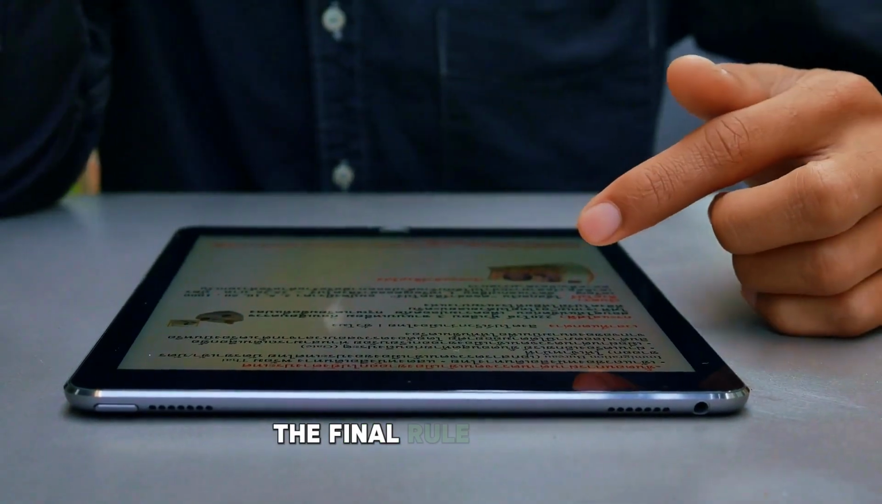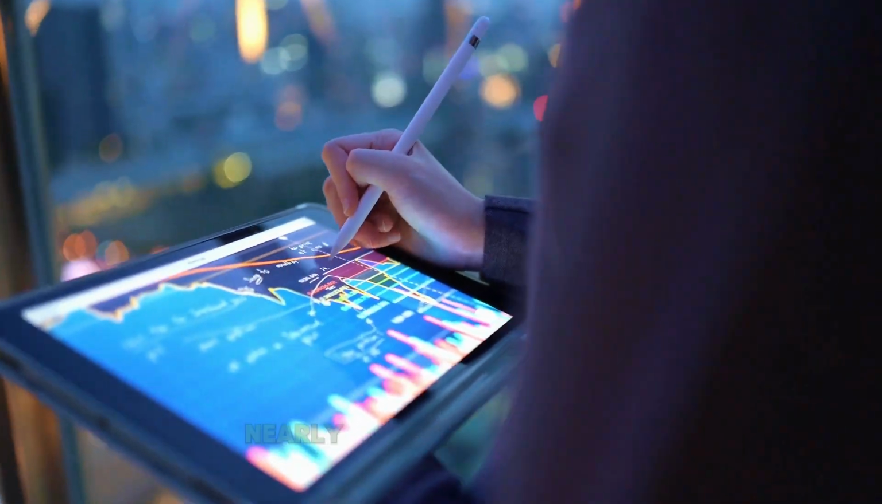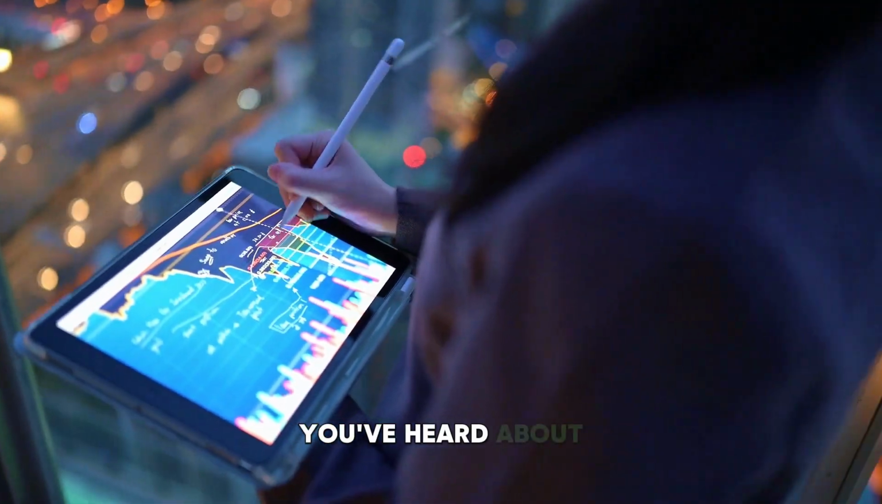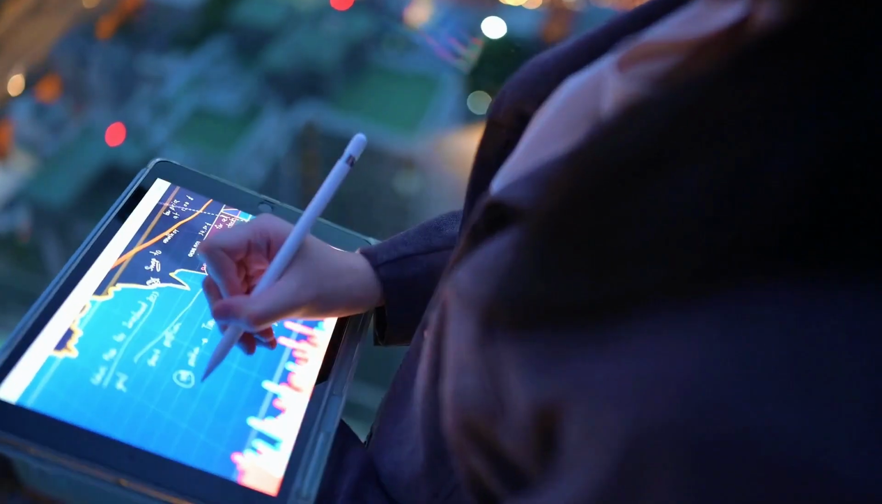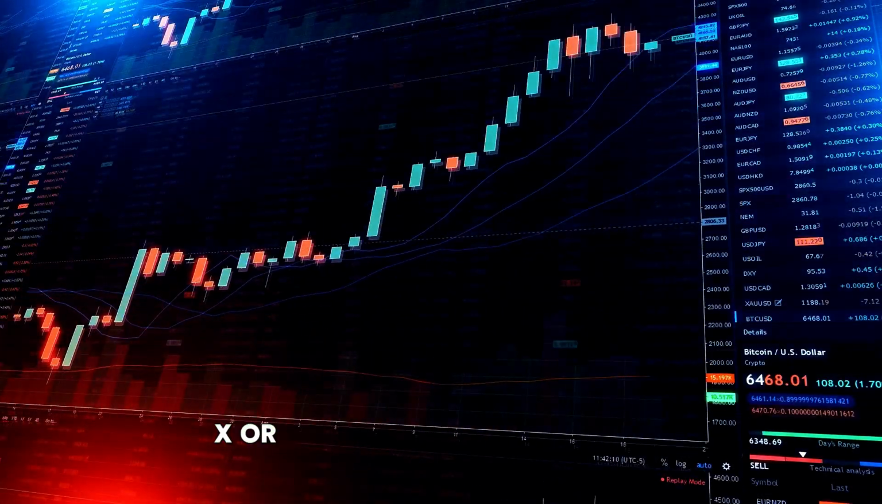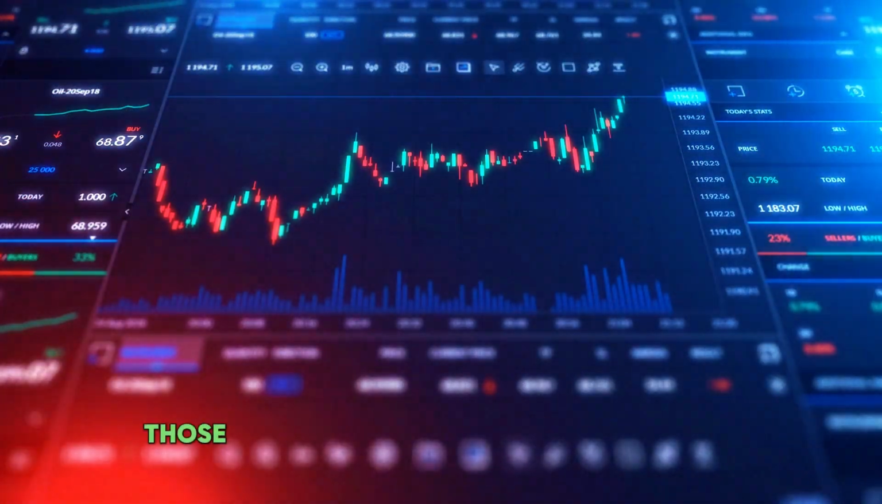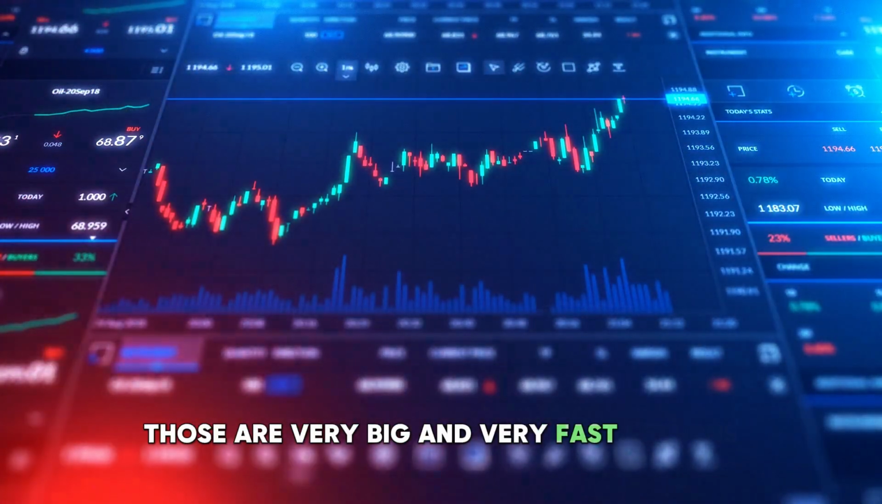Now, the final rule of thumb is to realize that most meme coins will not go up nearly as much as the ones you've heard about in the news or on social media. Even so, you'll be surprised at how many can go up by 10x or more in a few days or less. Objectively speaking, those are very big and very fast returns.